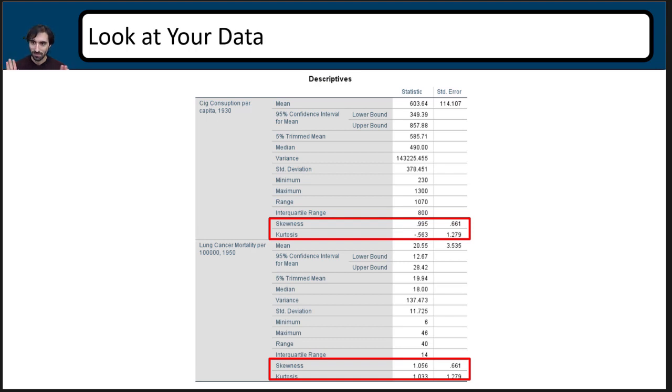Sorry, let me say that again. If we divide 0.995 by 0.661, and it is less than 1.96, good. It's normal. We want that. If it's over 1.96, or say less than negative 1.96, then it's a little bit too skewed for my taste. That's what we're looking at. You can do these for both variables.